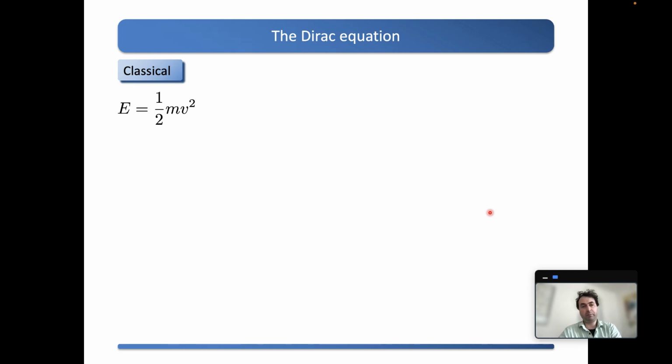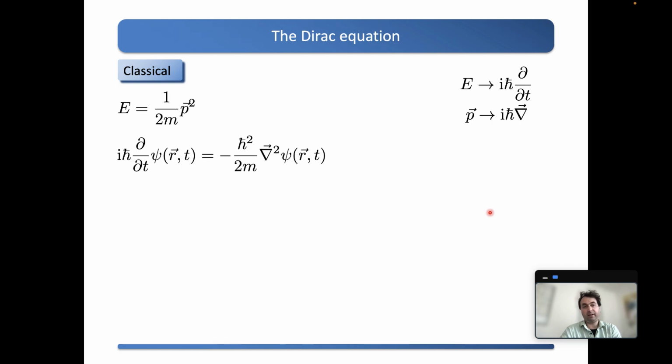And classically we have the energy momentum dispersion, that the energy of a particle is a half mv squared. And we can basically write this also with the momentum of the particle, where the energy is 1 over 2m times p squared. Then, in order to get to Schrödinger's equation, we replace the energy by the time derivative operator, the momentum by the gradient or the space derivative operator, and we let the operators act on a wave function, whereby the wave function now describes the state of a system. And that's the Schrödinger equation.